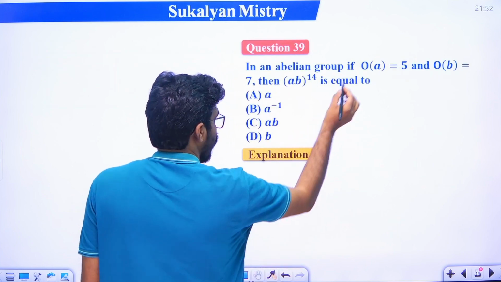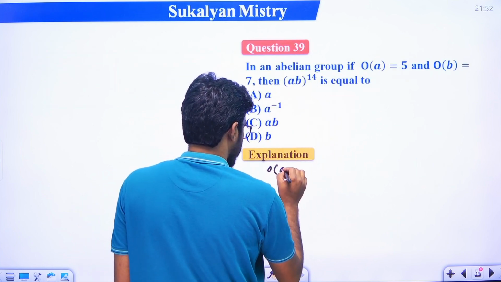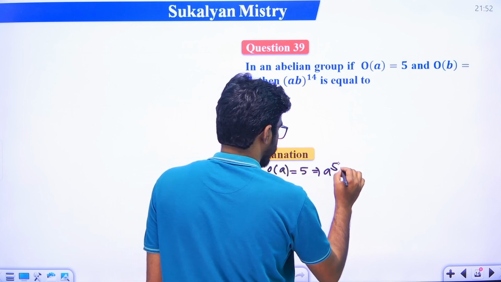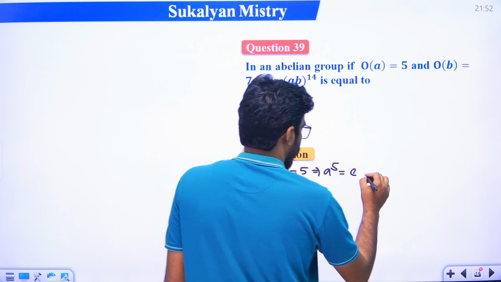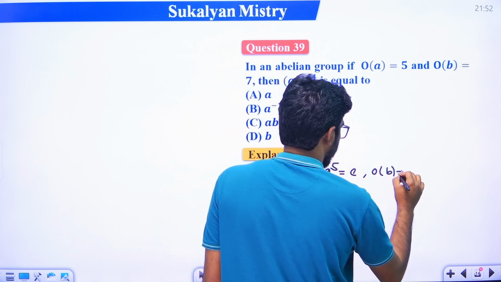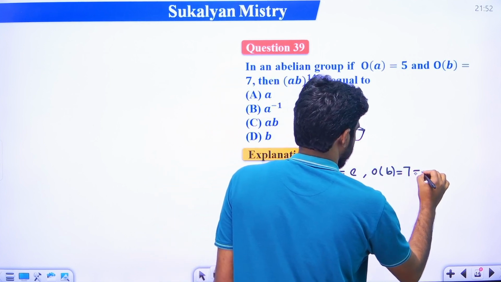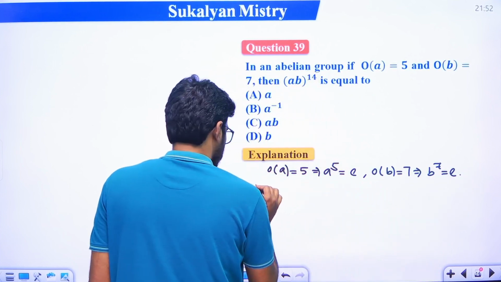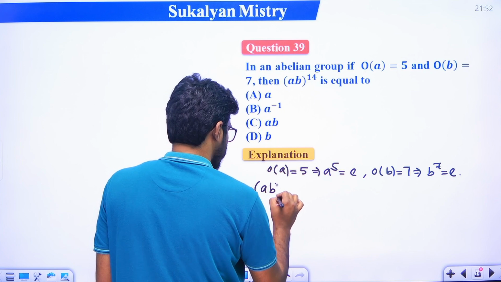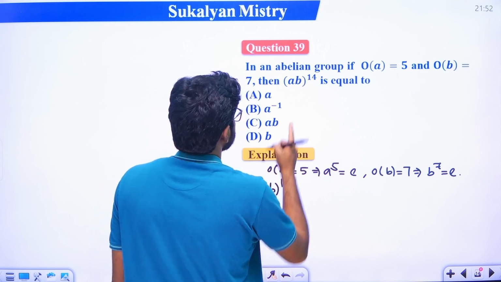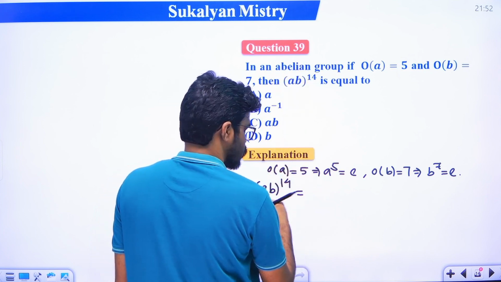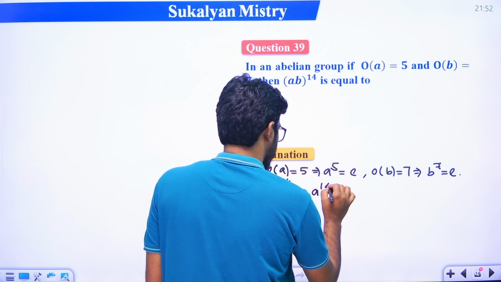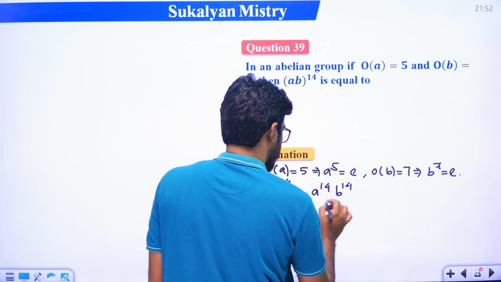Just see. Order of A is 5. That means A to the power 5 is E. Order of B is 7. That means B to the power 7 is equal to E. We have to calculate AB to the power 14. Since this group is abelian, AB to the power m will be A to the power m, B to the power n. So A to the power 14, B to the power 14.